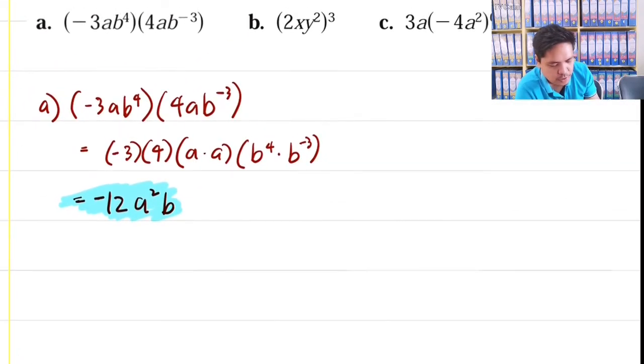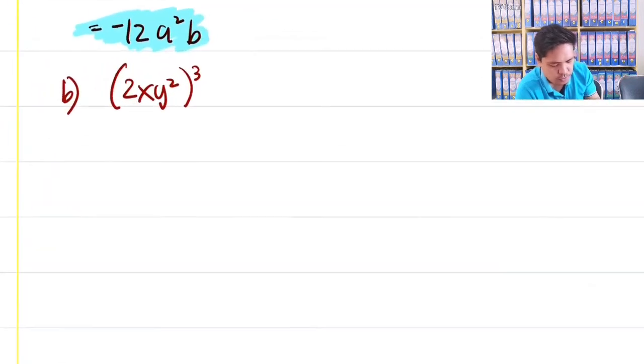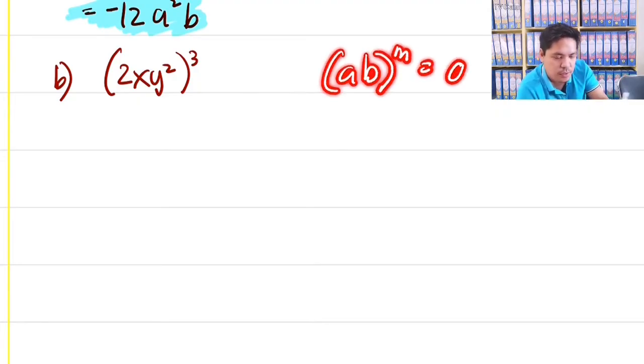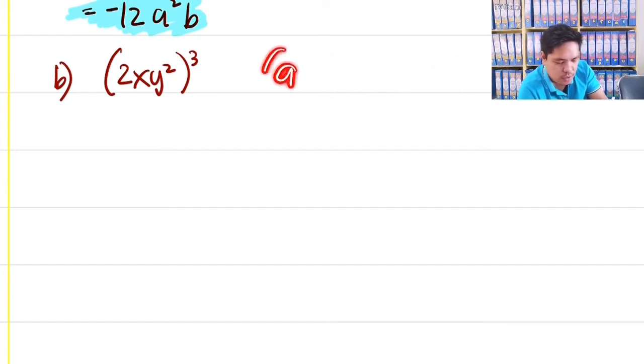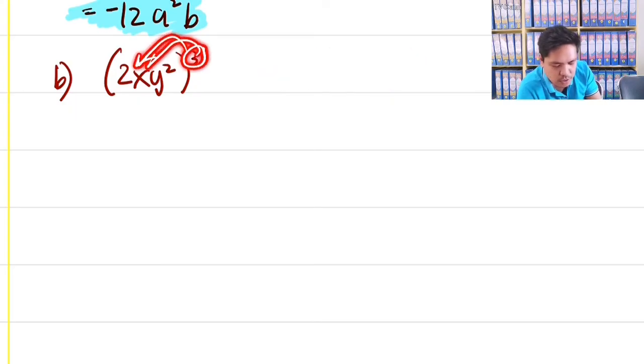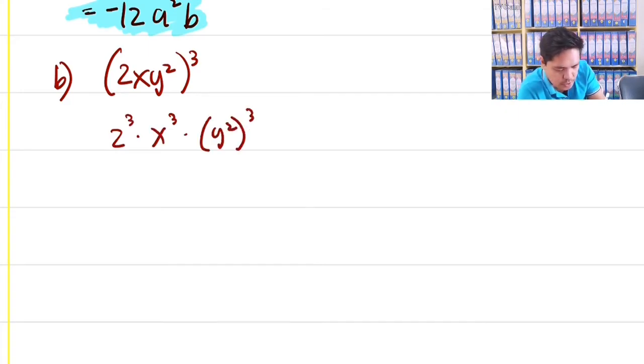Okay. How about letter B? For letter B, we have 2xy squared cubed. Okay. How do we do that? Again, remember the property A times B raised to M. That's the same as A raised to M, B raised to M. Natakpan. Sorry. A times B raised to M is A raised to M, B raised to M. So therefore, pwede natin i-distribute na lang yung mga exponents dito sa tatlong factor. So we have 2 cube times x cube times y squared cube.